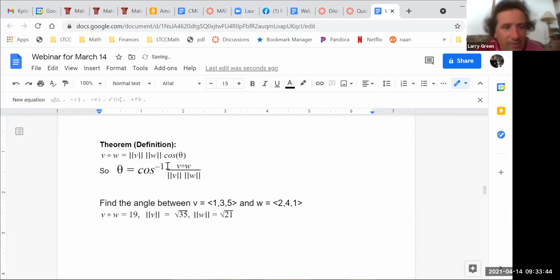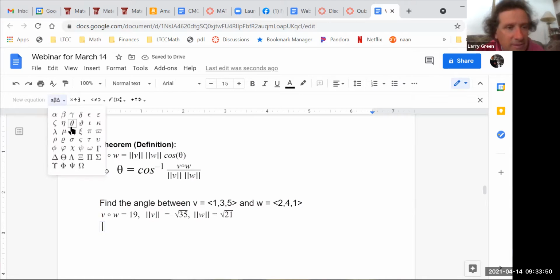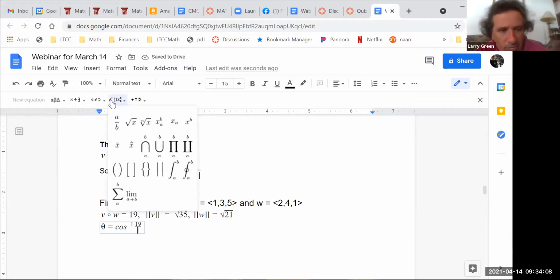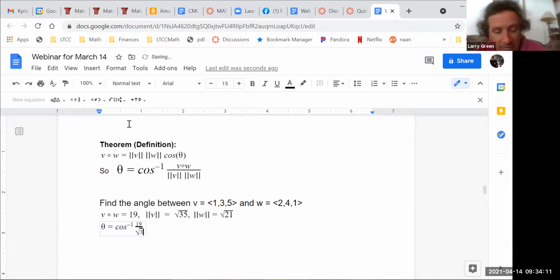So we can say now that the angle theta is equal to the arc cosine of the fraction 19 over the square root of 35 times the square root of 21. Any questions on that?